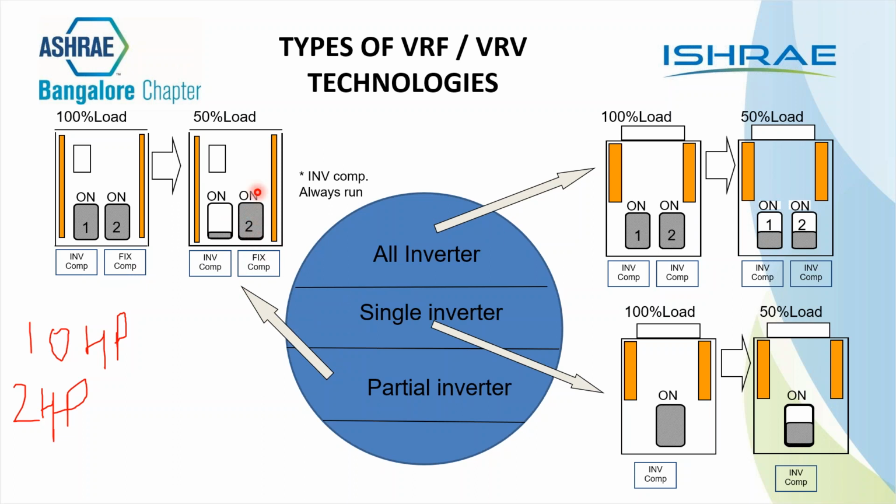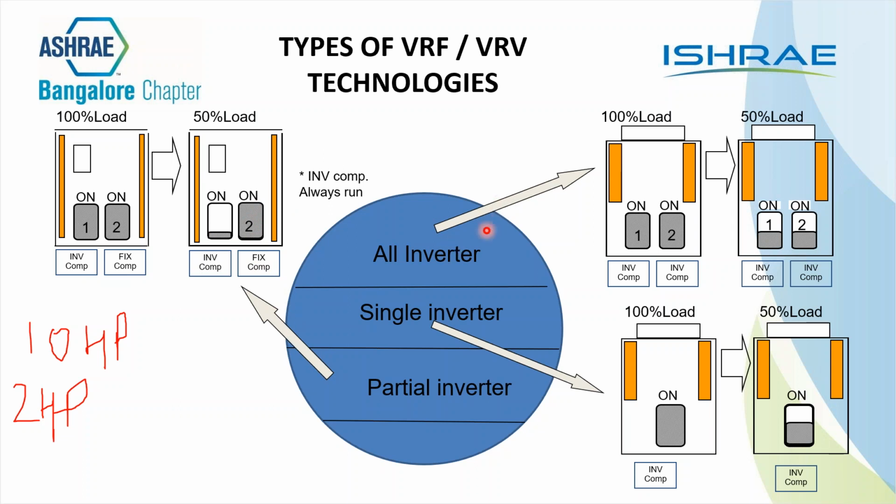That means you have a fixed speed compressor of 8 HP and an inverter compressor of 2 HP. Now the problem here is, let us say you have a load of 4 HP. When you have a load of 4 HP, it is the 8 HP compressor which runs and not the 2 HP compressor. The 8 HP compressor runs at full speed, and the inverter compressor comes into picture only during the starting, when it comes on partial load. So this is how a partial inverter works.